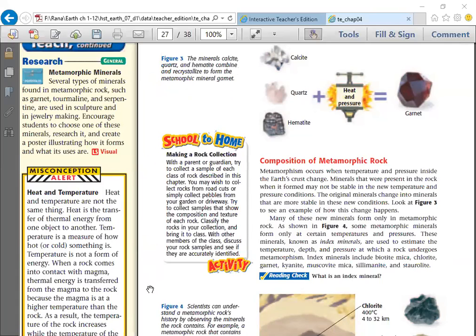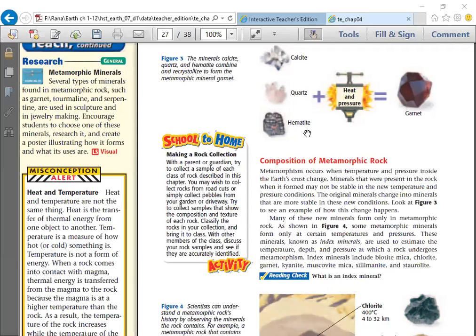Metamorphism occurs when temperature and pressure inside the Earth's crust change. Minerals that were present in the rock when it formed may not be stable in the new temperature and pressure conditions. The original minerals change into minerals that are more stable in these new conditions. Look at figure 3 to see an example of how the change happens.